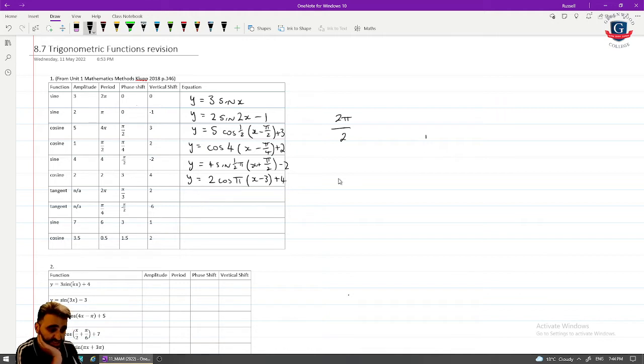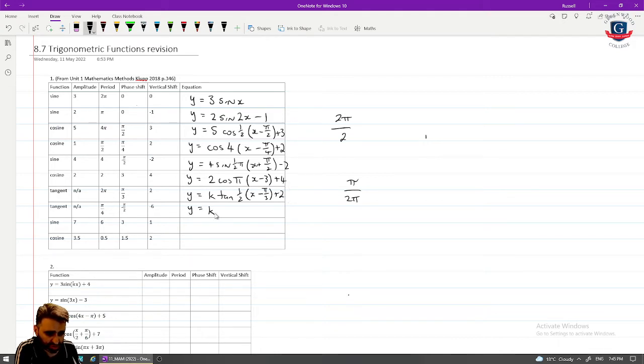Now, tangent's a little bit different, whereas sine and cosine has a period of 2 pi. Tangent only has a period of pi. We don't know the amplitude change or the dilation change, so we're just going to put k in front for now. It's a tangent function. Pi divided by 2 pi is just a half. Brackets pi on, oops, that's not right. X take pi on 3 plus 2.